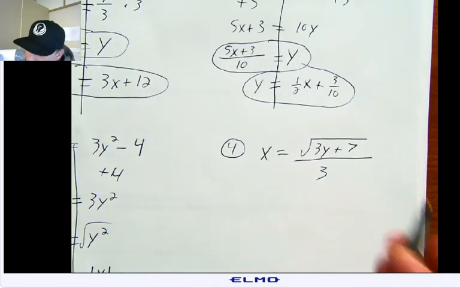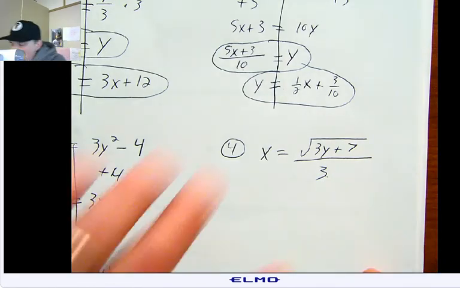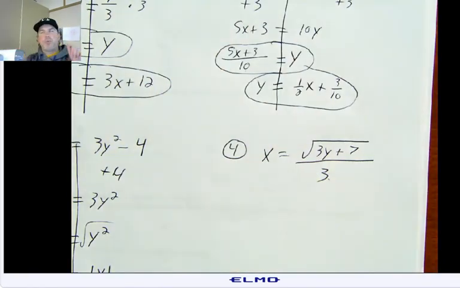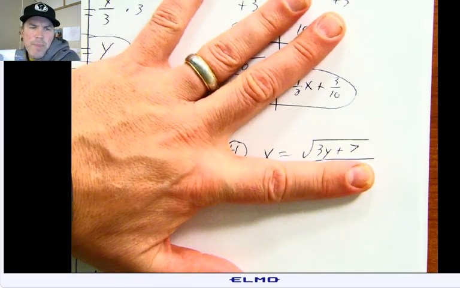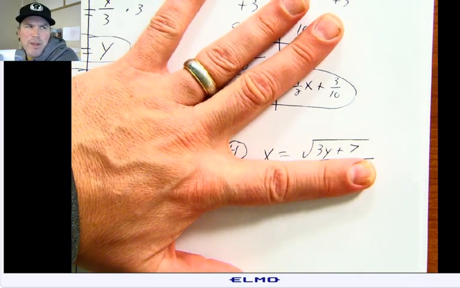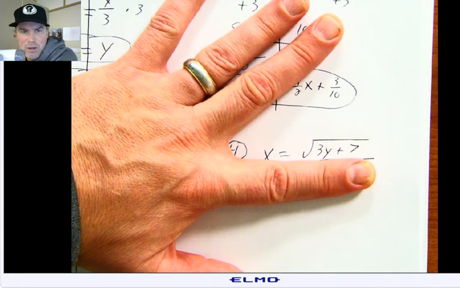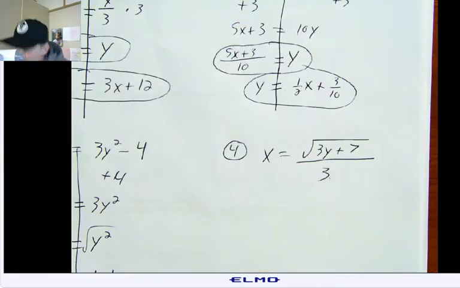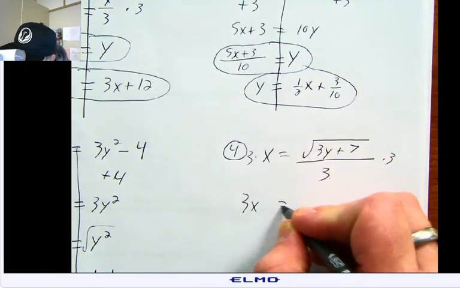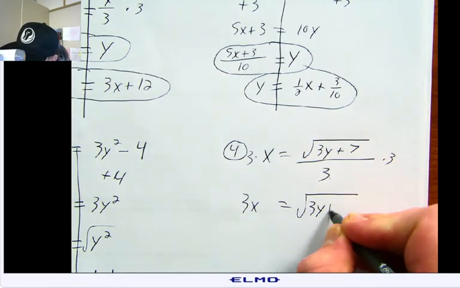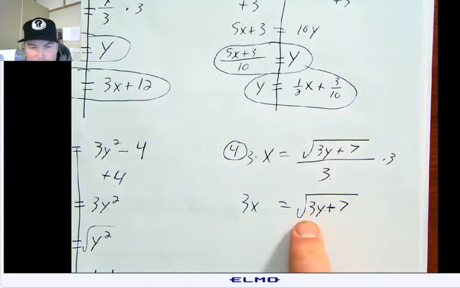Last example, a square root problem. First, I'd want to multiply. If it's a square root problem, we're going to want to square both sides. But it's in your best interests, usually, to get the square root thing by itself, then square both sides. So I'm going to multiply both sides by 3 first, and I get 3x equals square root of 3y plus 7.